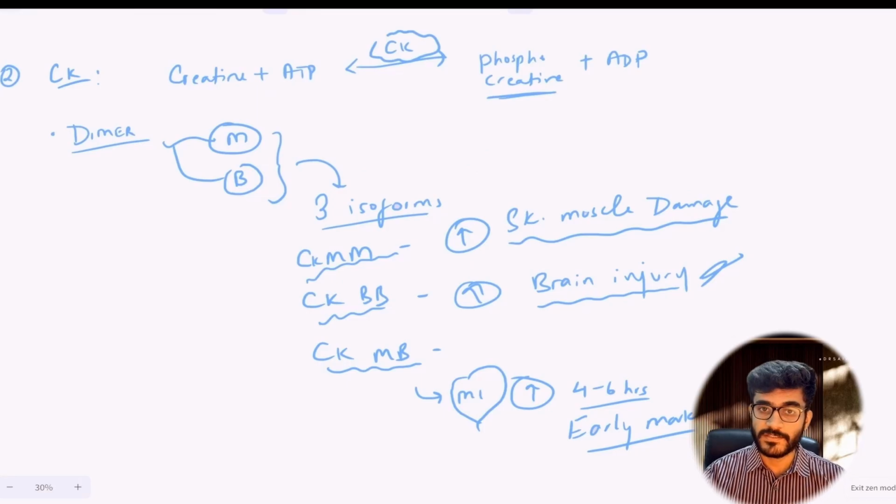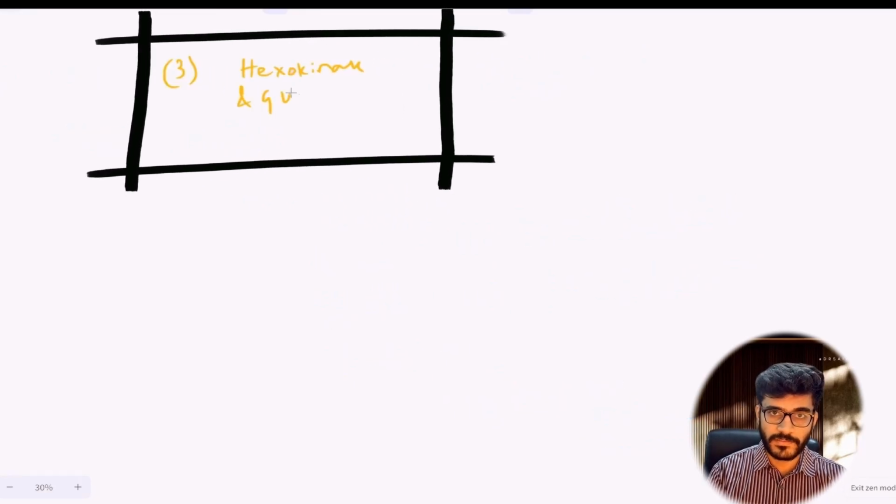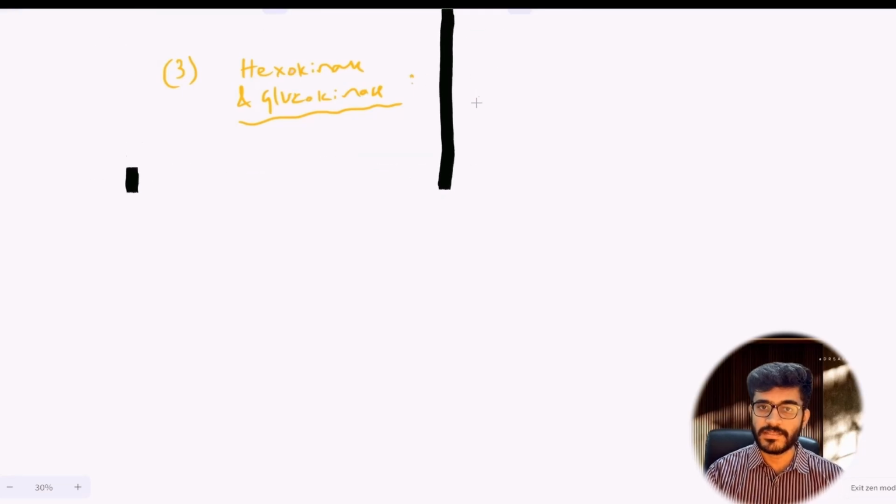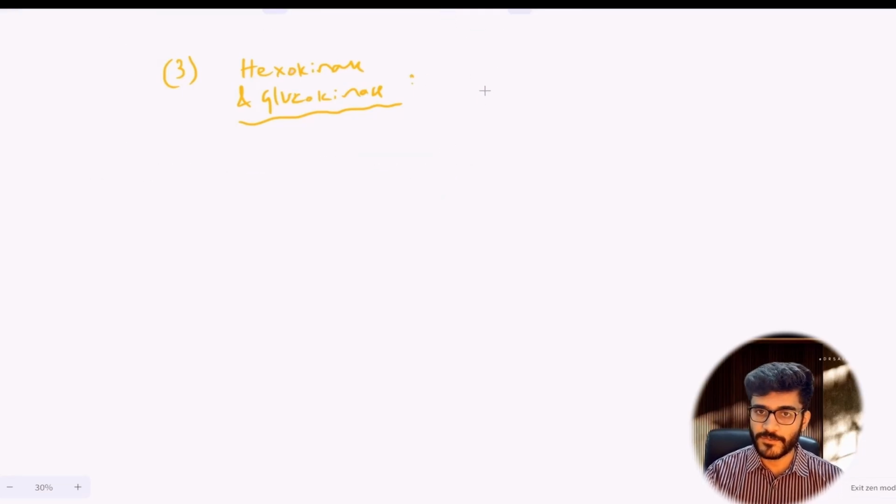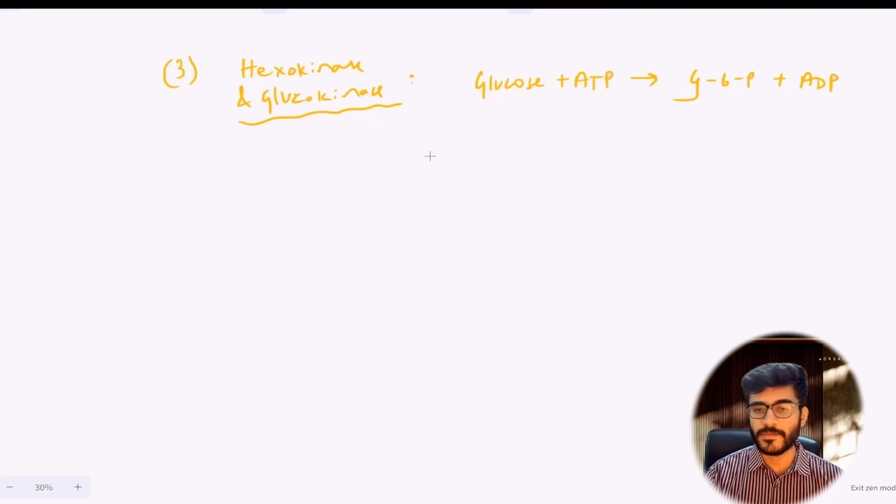Now that we have covered the CK, let's move to the next one, Hexokinase and Glucokinase. Both of these catalyze the first committed step of glycolysis, which is phosphorylation of glucose. Glucose plus ATP gives glucose 6-phosphate plus ADP. And as you know, if you recall, this is the first step of glycolysis. This is catalyzed by these two enzymes.